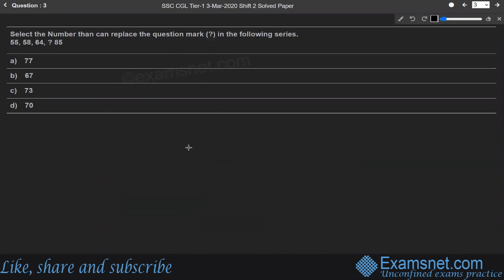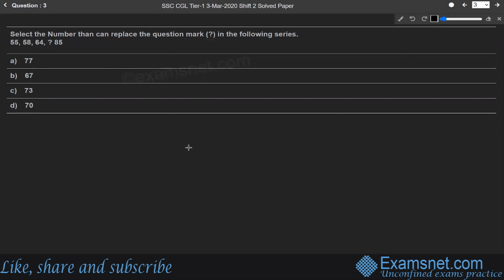Next question is, select the number that can replace the question mark in the following series. The series is 55, 58, 64, question mark and 85. So there are 5 numbers in this series. We have to identify the number that will come in the place of question mark. For this kind of question, you have to simply understand the logic or the pattern behind it. If you understand the logic, then you are done with this question.